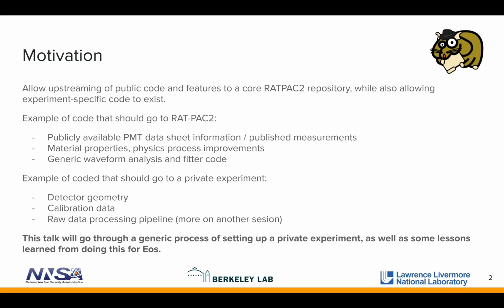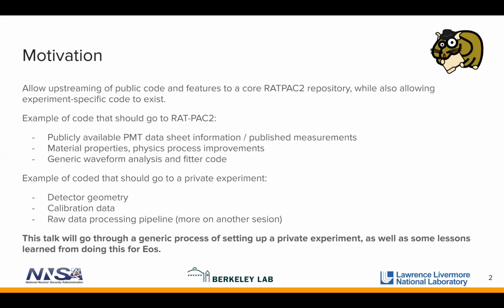And so the design of ratpac-two is made such that we're allowing both of these two things to exist at the same time. So just some examples of code that, in my opinion, should go into ratpac-two, for example, is if you have a dark room setup or something like that, and you measure some PMT information, publicly available, commercially purchasable PMTs, and you might want to have that paper out, and then you have that data sheet of your measurements for the PMTs, you can put it into ratpac-two if you desire. Some common materials like scintillator cocktails, stainless steel, stuff you build a detector with. Those material properties could potentially also go into ratpac-two.